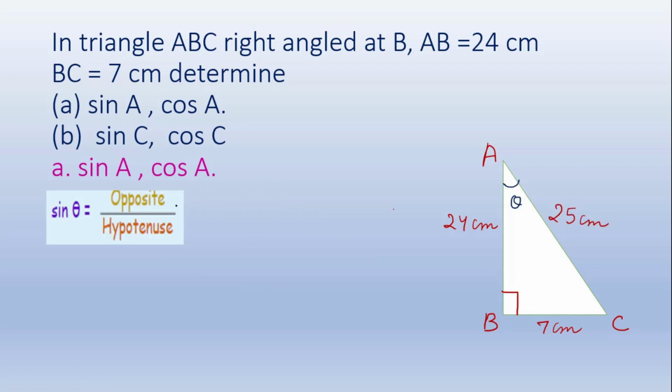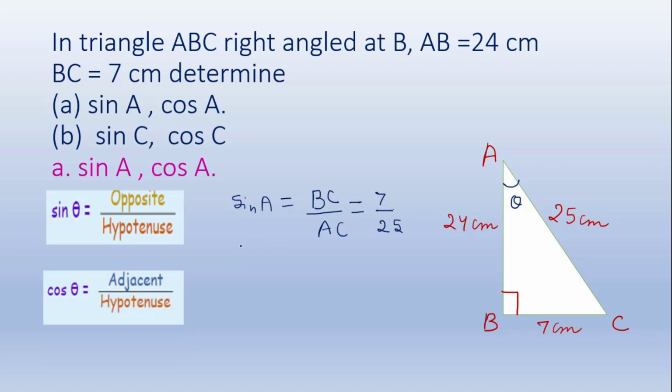Now we have all the sides, and we know the formula for sine theta, that is opposite side divided by hypotenuse. Here we have to find out sine A. So sine A will be equal to, first thing that we have to see is where is your A. So this is your A, so theta will be this angle. Opposite to theta, which side do we have here? That side is BC. So sine A will be BC divided by AC, so the value here is 7 by 25.